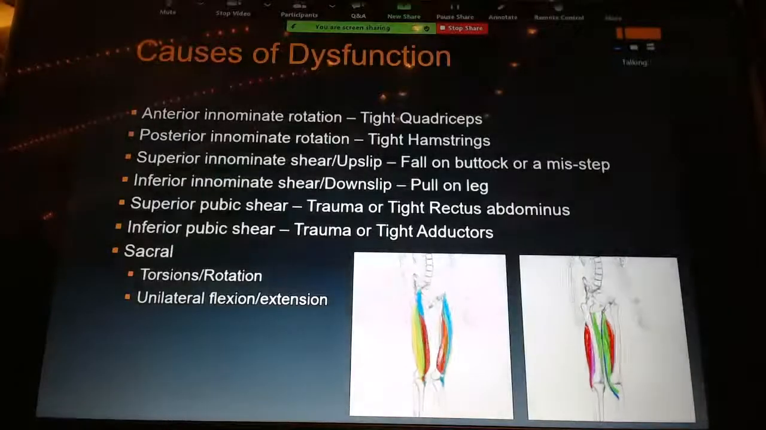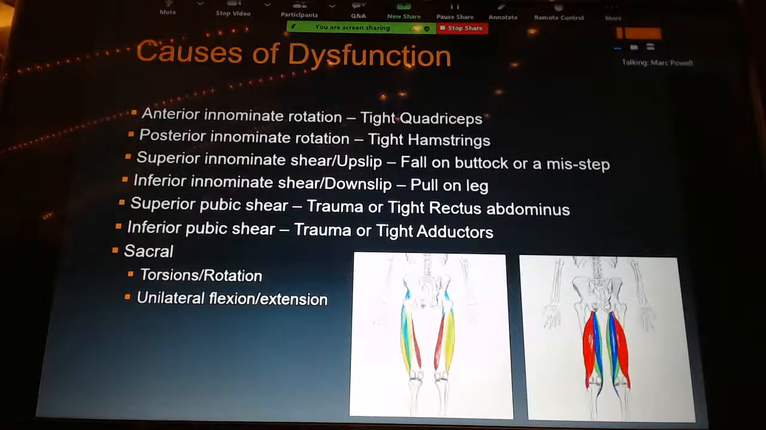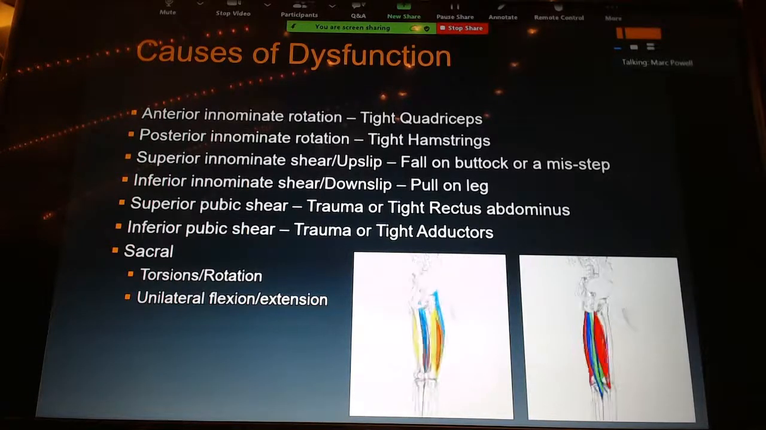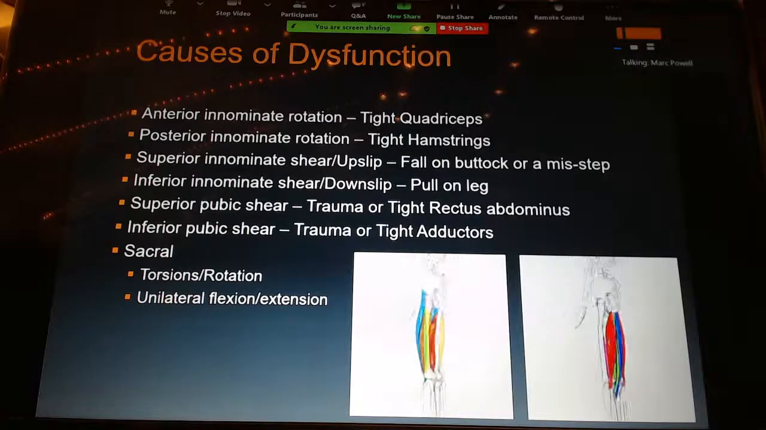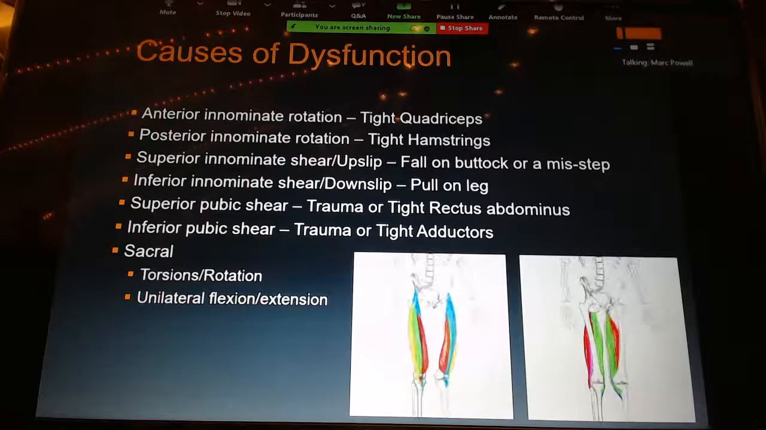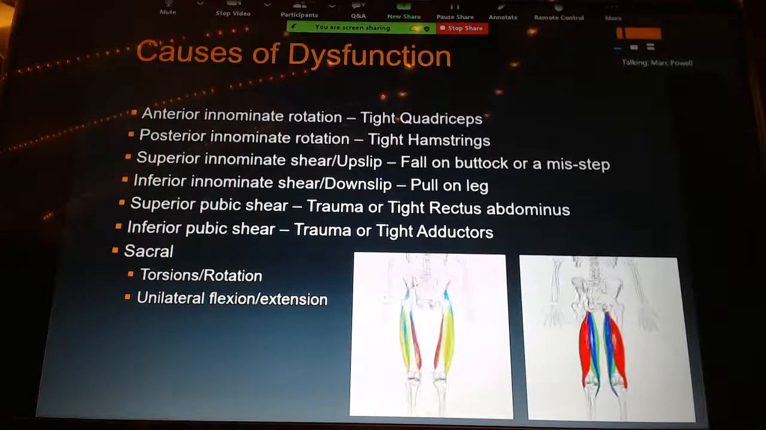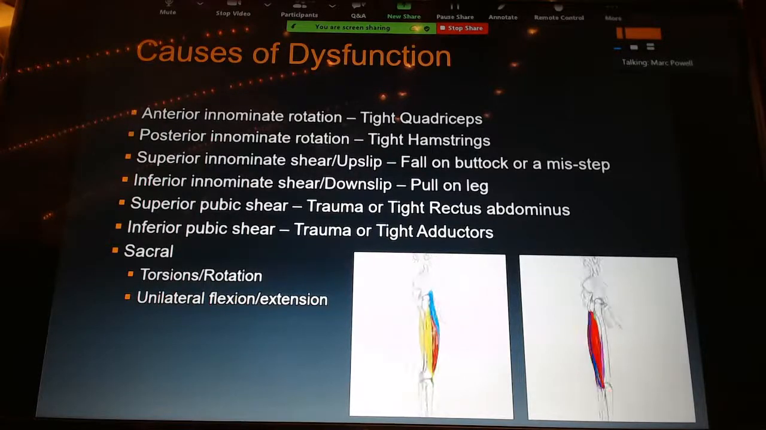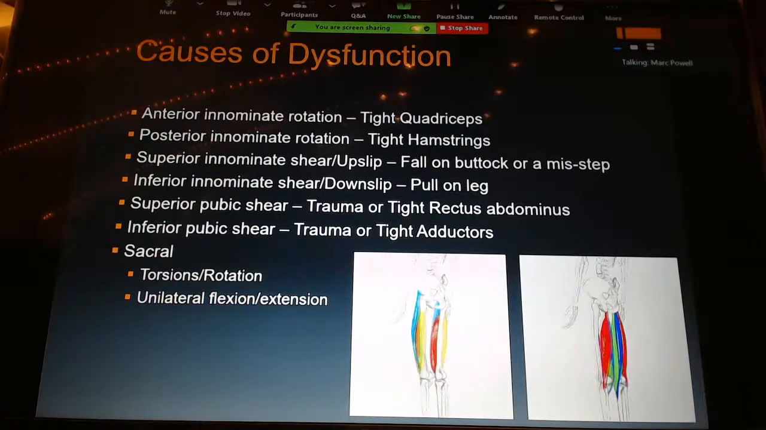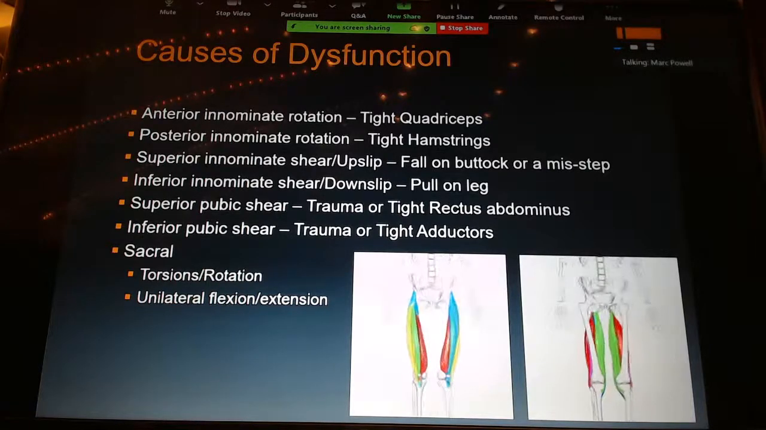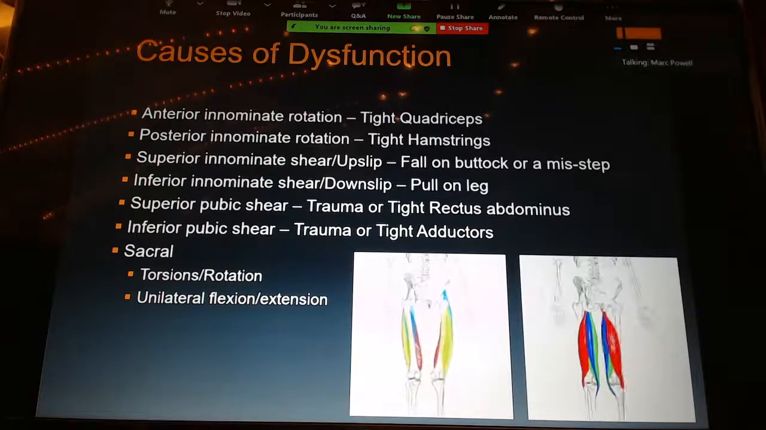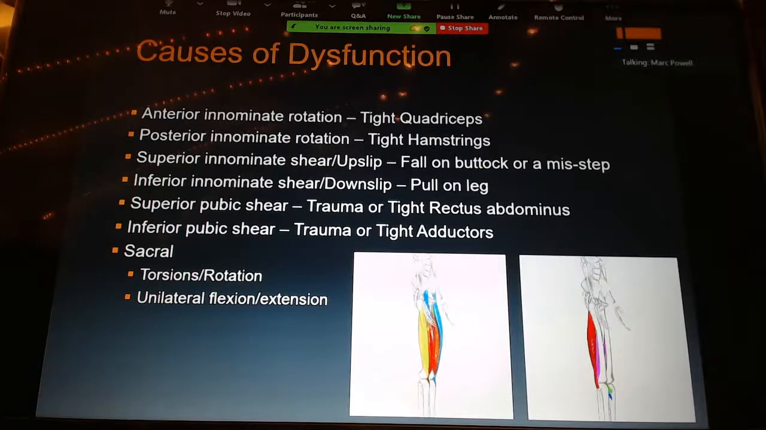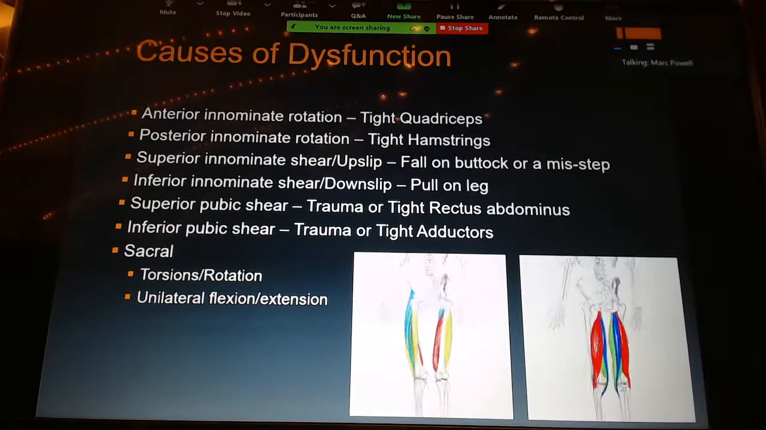Okay. So what is the cause of that dysfunction? With this, let's talk about an anterior rotated innominate. So this innominate is rotating anteriorly. Right now you should be going through your head and saying ASIS is inferior, ischial tuberosity is going a little bit higher, superior, yep. But what's the cause? More than likely you have tight quads. Very easy, right? It's pulling it forward.